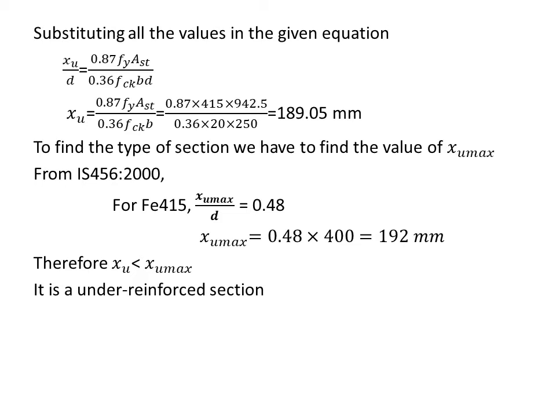So this was the first question. First we found out the area of steel, we multiplied it by the number of bars, then we found out XU, the neutral axis depth, then we found XU max or XU limit, then we compared it, and we see that we checked the three cases, it fulfilled the first case, XU less than XU max, and we also found the type of section, which is under reinforced section.